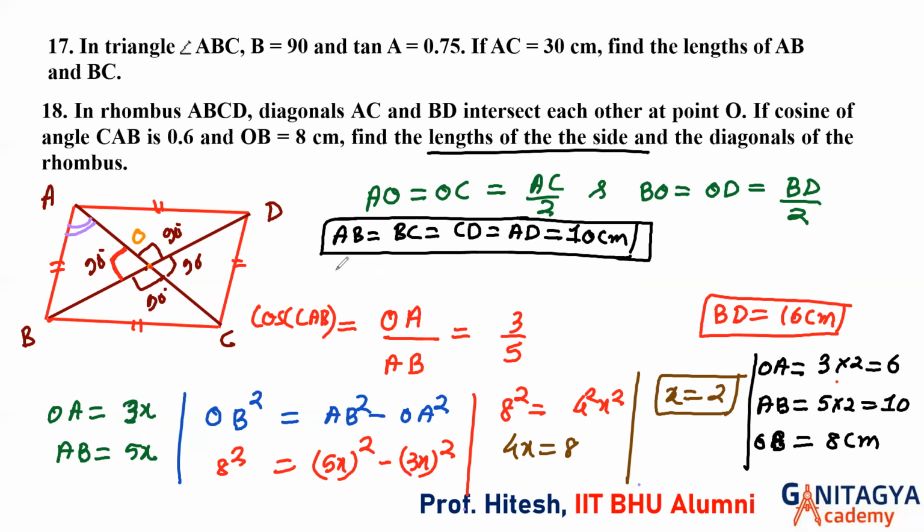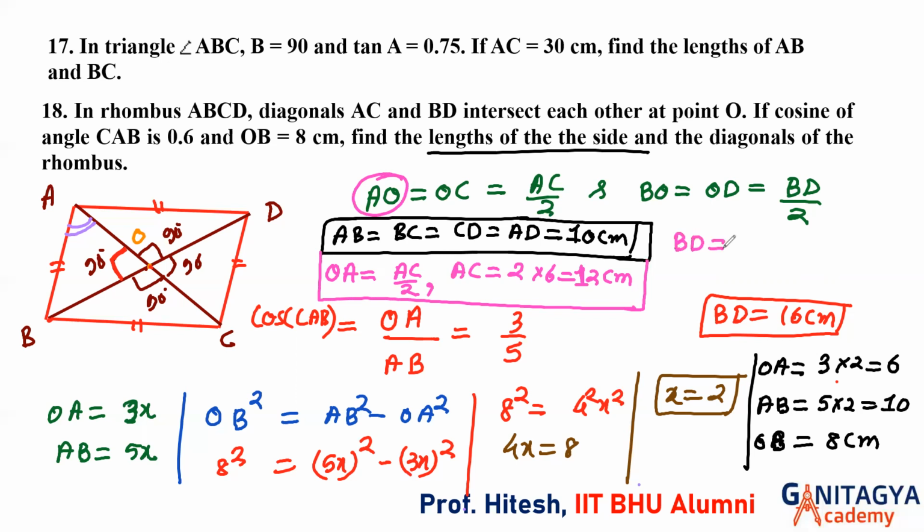Now OA is equal to AC upon 2. So AC will be 2 OA. So 2 into OA, which is 6, is 12 centimeter. Now next one is OB. OB is 8 centimeter, so BD, as we have already solved, is 16 centimeter. No issue. Everything is clear? Let me know when done.